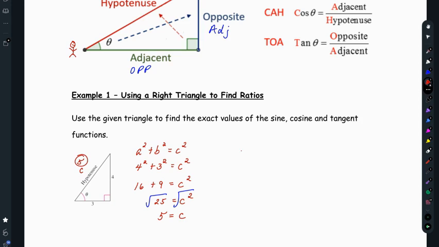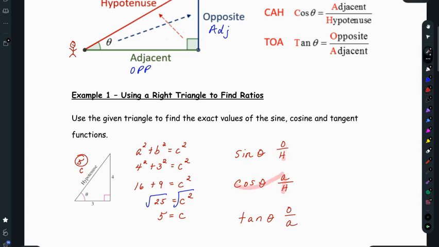So we're going to find the sine, which is the opposite over the hypotenuse. We're going to find the cosine, which is the adjacent over the hypotenuse. And we're going to find the tangent, which is the opposite over adjacent. So we have SOH CAH TOA. Now, we're going to come over here and make it really clear that's where our angle is.